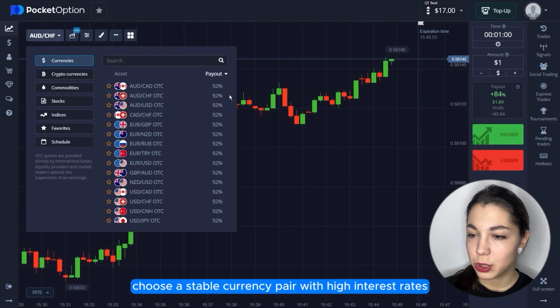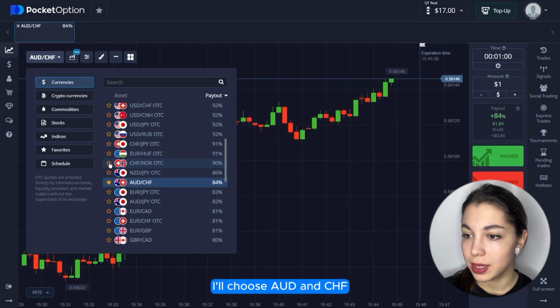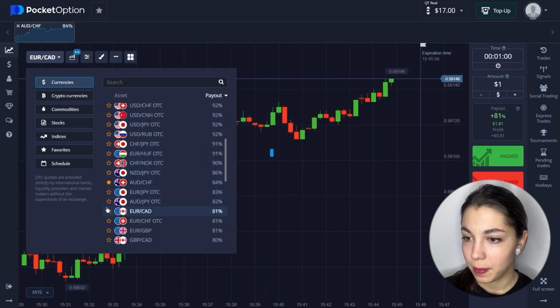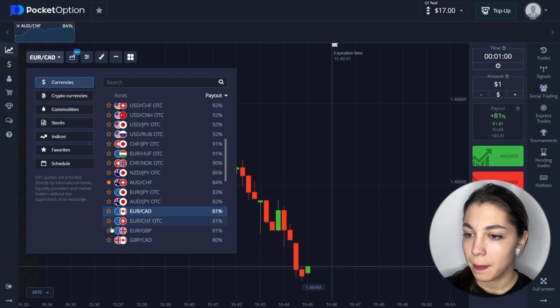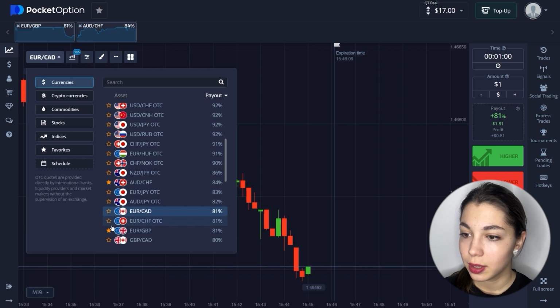To start, let's choose a stable currency pair with high interest rates. I'll choose AUD and CHF. Let's take a look at this and let's add EUR/GBP and EUR/CAD as well.